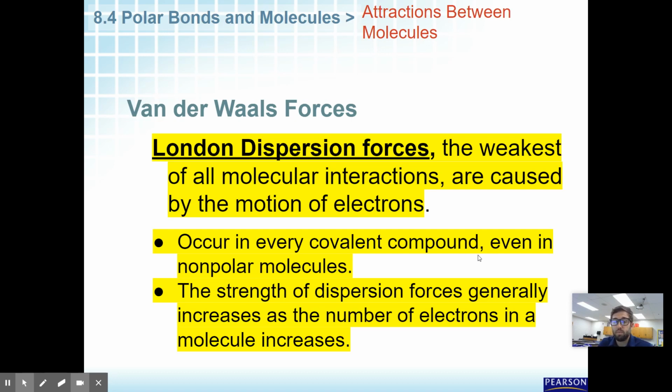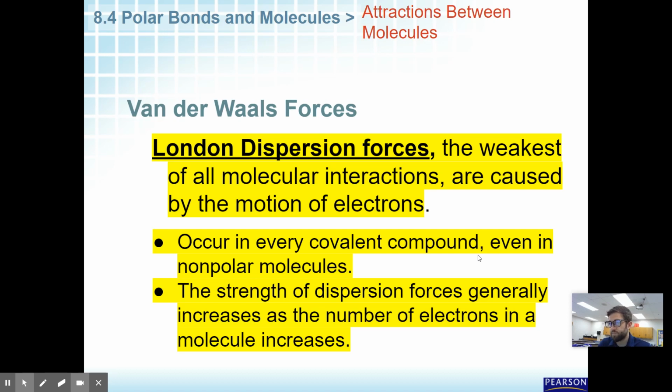Yesterday we looked at whether it was polar or not, and once you figure out if it's polar or not, you can figure out what types of intermolecular forces it has. London dispersion forces are in every molecule. It doesn't matter if it's nonpolar or polar. So when you are asked what types of intermolecular forces are in a molecule, you will always write London dispersion forces. They are in every molecule.